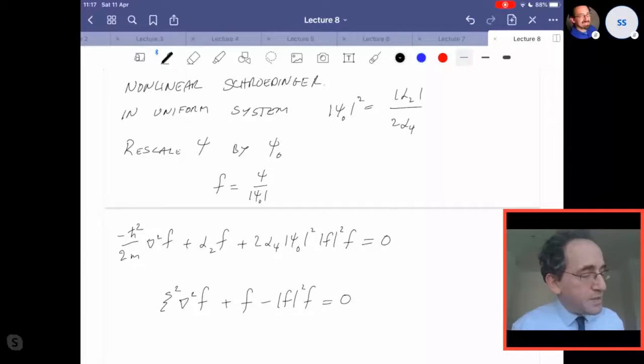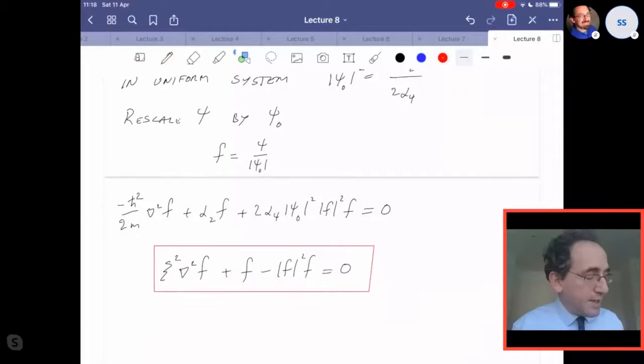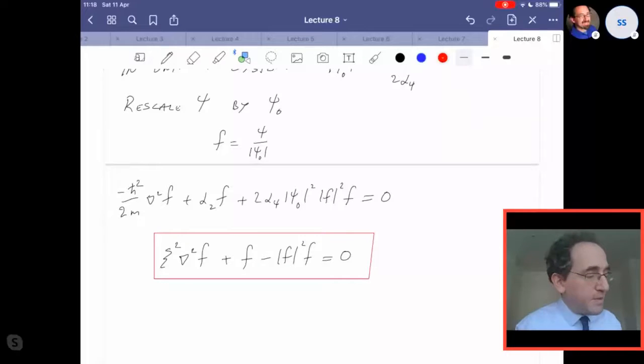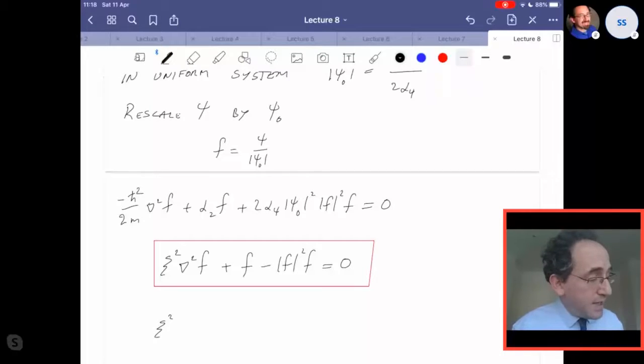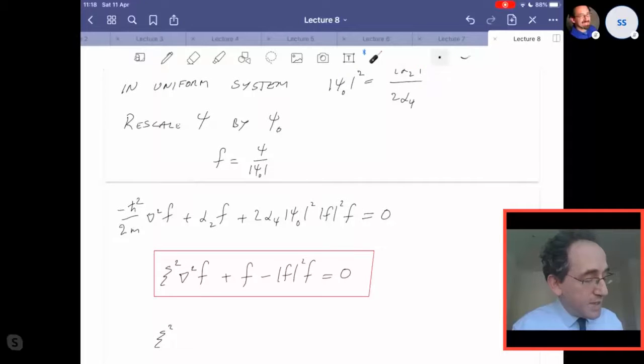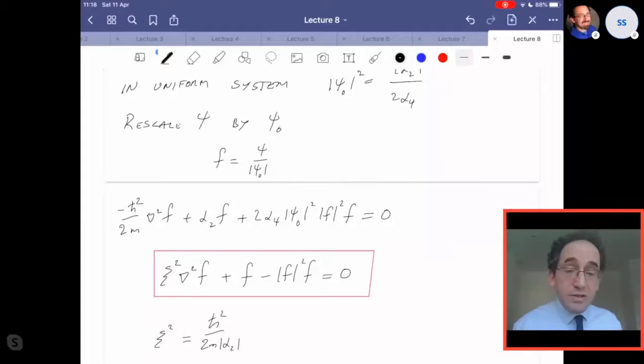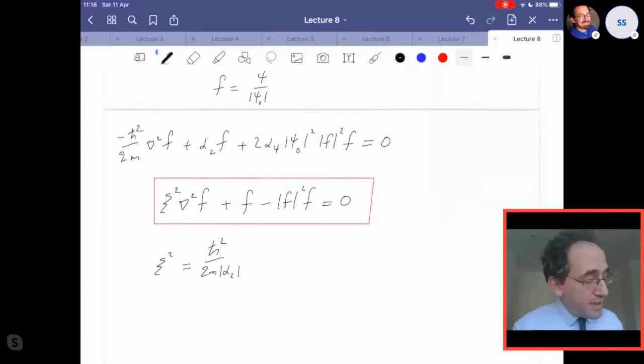Okay, so this is a rather important equation. It's our nonlinear Schrodinger equation in its simplest form, where I've defined xi squared as this combination divided by alpha 2. So I'll write that out: xi squared is h bar squared over 2m absolute alpha 2, as long as we're below Tc. Okay, so this quantity xi is known as the Ginzburg-Landau coherence length.